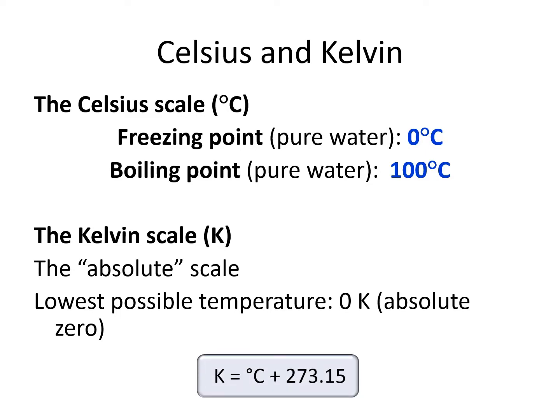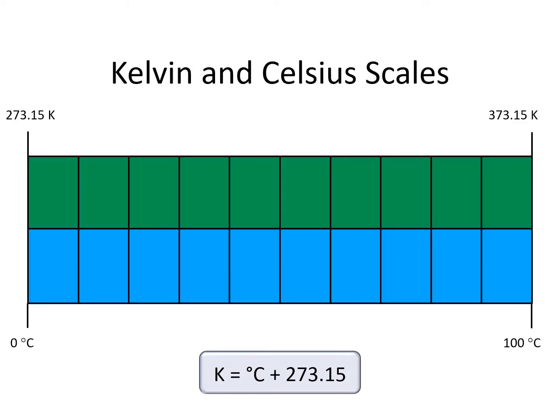The conversion we use to go between Celsius and Kelvin is Kelvin equals degrees Celsius plus 273.15. Because the Celsius and Kelvin scales are related by a simple addition or subtraction, the size of the degree in Celsius and Kelvin is the same. The only difference is that they have different starting points. The freezing point of water is 0 on the Celsius scale and 273.15 on the Kelvin scale.